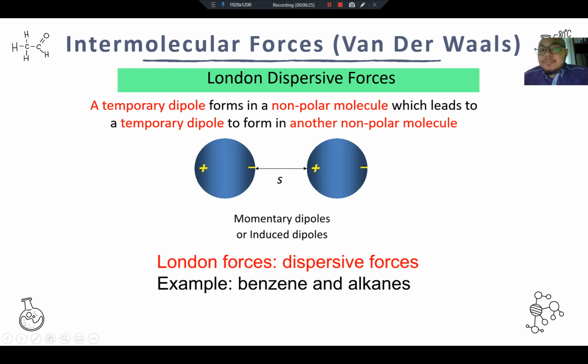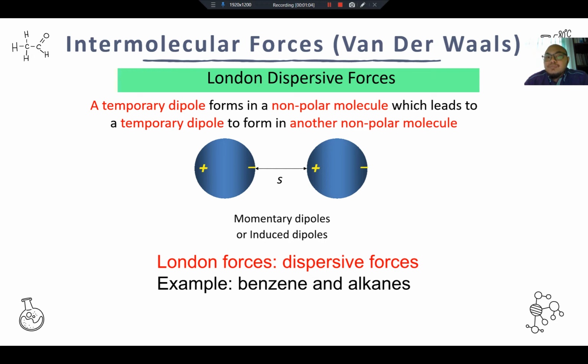Usually, London dispersion forces occur between non-polar molecules, but I need to mention here that they can also occur in polar molecules, on the non-polar side. We will discuss that a bit. What happens is when non-polar molecules come close to each other, the orientation of the electrons in the molecules forms momentary dipoles. Both of them are induced dipoles.